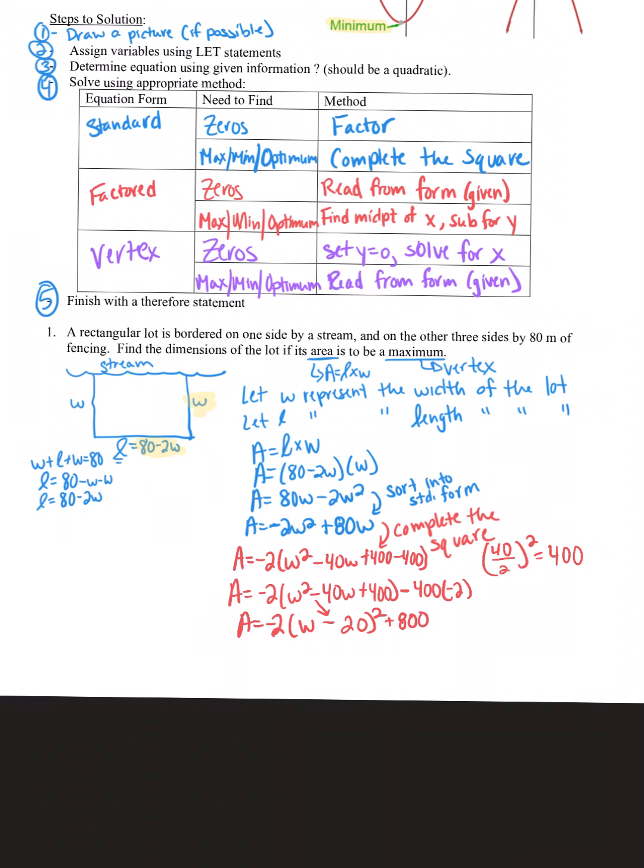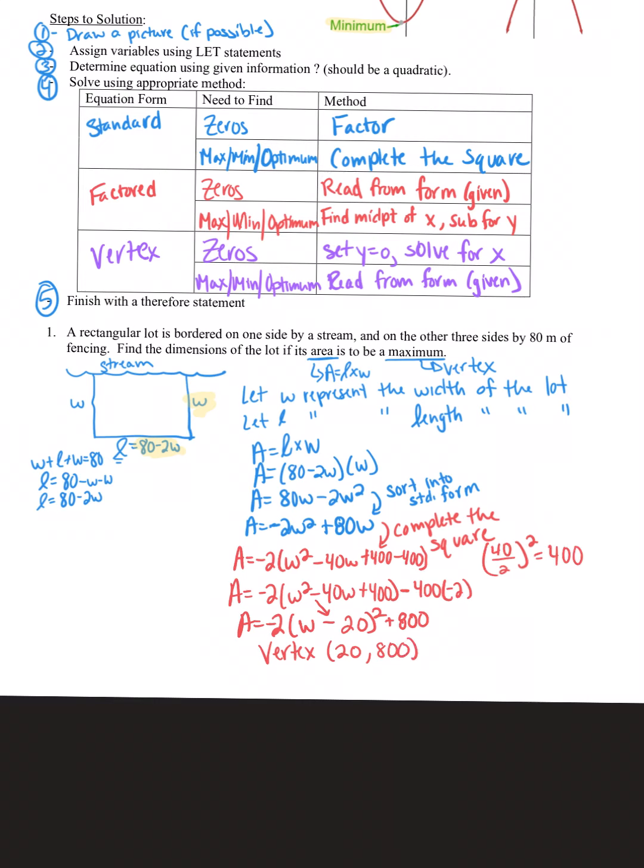Okay, so this is now our equation in vertex form. So we have to think about, when we look at our equation, what is where my x usually is and what is where my y usually is. Let's identify our vertex first. So our vertex is going to be at 20 and 800.